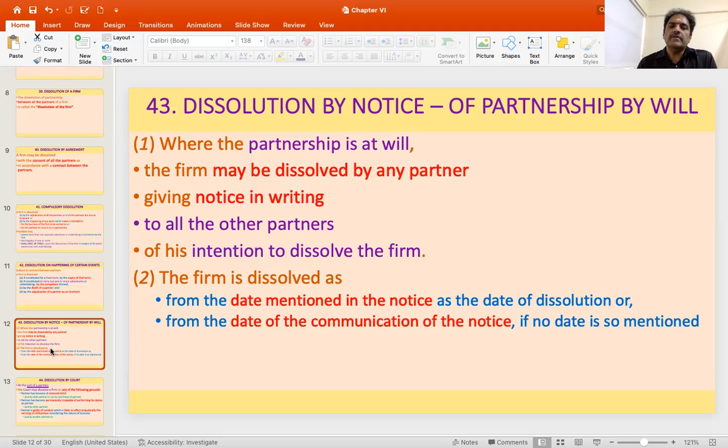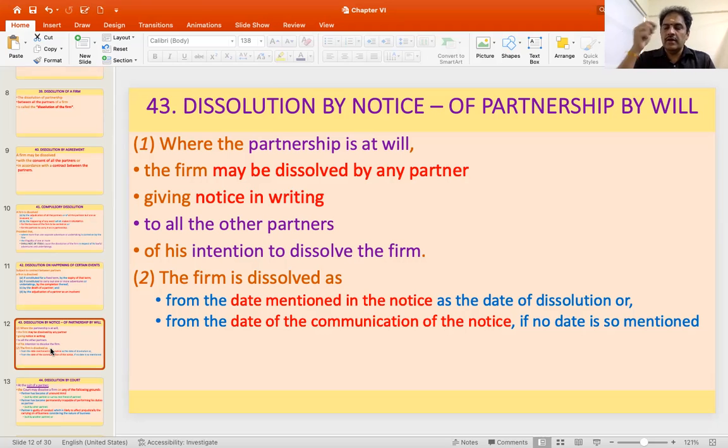So where the partnership is at will, the firm may be dissolved by a partner giving notice in writing to all the other partners of his intention to dissolve the firm. So here, one of the partners can initiate the process of dissolution of the firm by giving a notice to all the partners indicating that now we can dissolve the firm. In which case, if they are all agreeable to it, then the firm can be dissolved. Then the firm is dissolved as from the date mentioned in the notice as the date of dissolution.